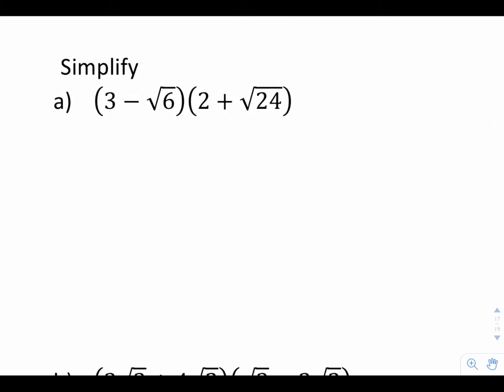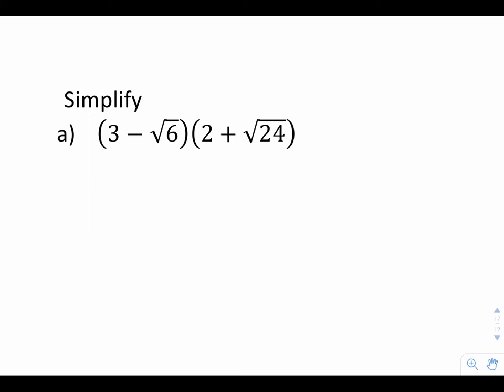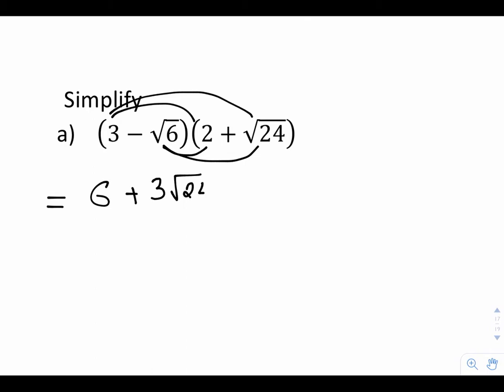So I'm going to expand the brackets out, connecting the terms with a line, which just means that's how I'm going to multiply them. So my first line is 6, because 3 times 2 is 6, plus 3 root 24 minus 2 root 6. Notice how I write the whole number part first and then the radical. And then finally minus root 6 and root 24. So there's your first step.